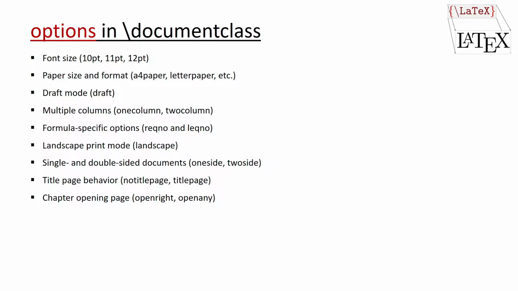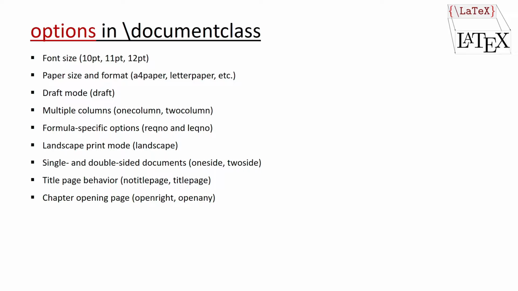Paper size and format. For example, you can choose a4paper or you can write letterpaper and define the paper size here. If you are not finalizing your document and you want to put it in a draft mode, you can use the option draft. Generally, for most cases, for articles, most journals prefer to have two columns. In order to produce multiple columns in a LaTeX document, you can specify onecolumn, twocolumn, or multiple columns.